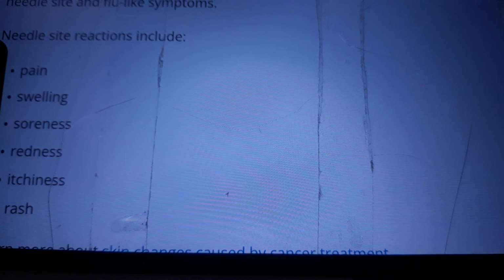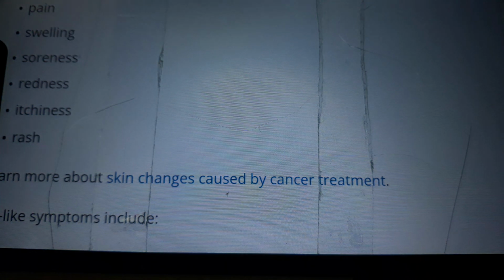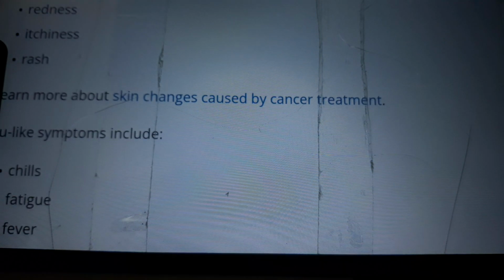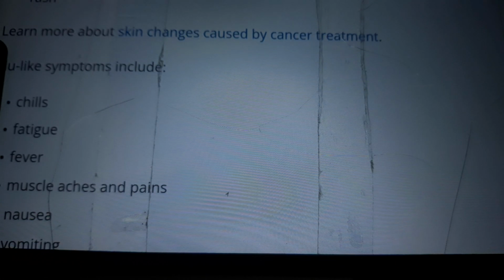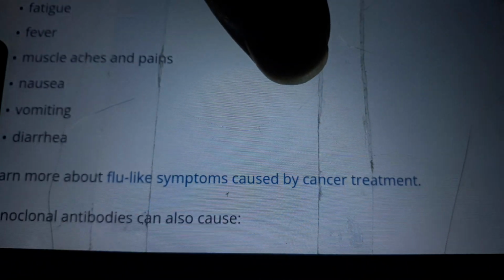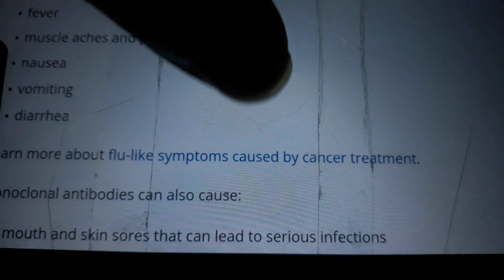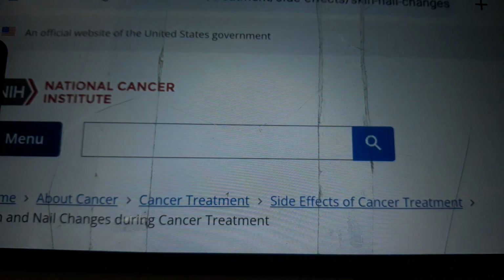Like most types of immunotherapy, monoclonal antibodies can cause skin reactions at the needle site and flu-like symptoms. Needle site reactions include pain, swelling, soreness, redness, itchiness, and rash. Learn more about skin changes caused by cancer treatment. Flu-like symptoms include chills, fatigue, fever, muscle aches and pains, nausea, vomiting, and diarrhea. So learn more about flu-like symptoms caused by cancer treatment. So let's learn more about skin changes caused by cancer treatment. We'll switch on to that now.